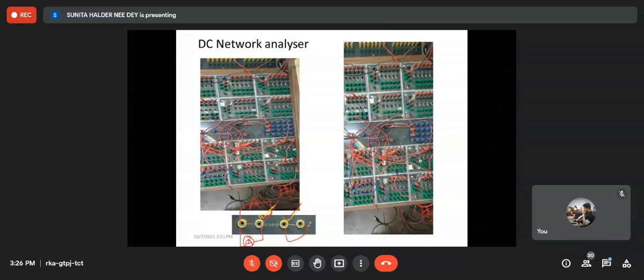The DC network analyzer used for your Thevenin network theorem verification has no switch here. But in this circuit, we need to measure current at different points every time, so there is a switch. The switch keeps it closed directly, and when you want to connect an ammeter, you just open the switch and connect the ammeter. Could you follow me? Yes, ma'am.